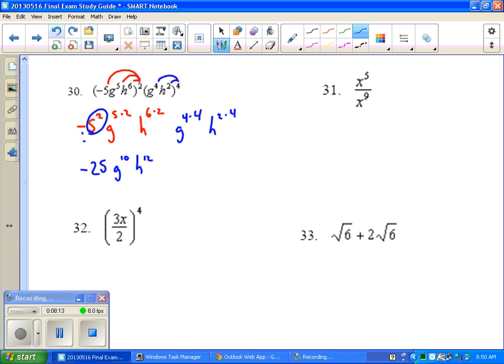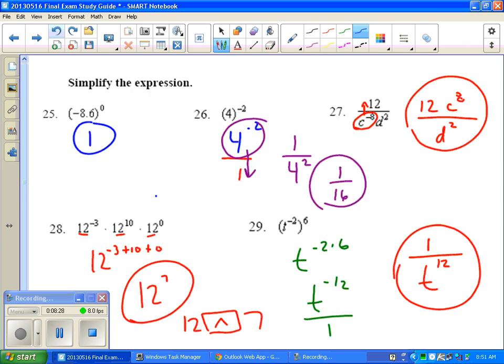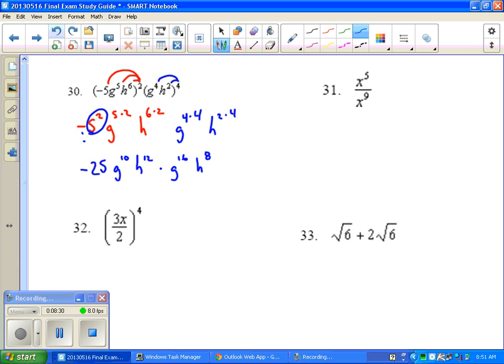Then we keep on going. It's multiplying because everything's next to each other, still multiplying. G to the 4th times 4 is g to the 16th, and h to the 2 times 4 is h to the 8th. Again, we're multiplying. Now it becomes, if you look back, now it acts just like number 28. You're multiplying the same bases, all of these g's and these h's. Number -25 will stay by itself.